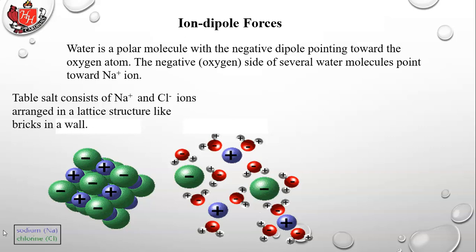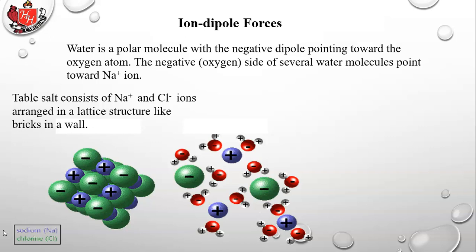So go back and review the fundamentals lessons, and that's in the lesson on covalent bonds. It talks about polar covalent bonds. So the negative oxygen side of several water molecules point towards the sodium. So remember, those are ions inside of that salt crystal there. Sodium is the positive, that's the blue, and that's the cation. And the chlorine, that's the green, that's the negative, that's the anion. So study those water molecules surrounding those sodium ions and chloride ions.